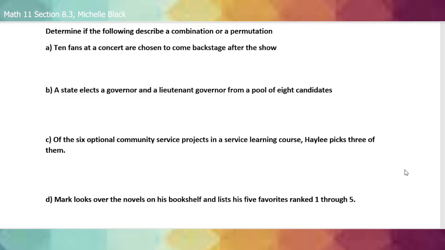Part A. 10 fans at a concert are chosen to come backstage after the show. Take a second and think about it and write down if you think this is a combination or a permutation. Again, we have 10 fans at a concert are chosen to come backstage after the show. If they pick 10 people to go backstage, if person 8 and person 9 switch seats, is it still the same 10 people that are going backstage? Yeah, so the order doesn't really matter here, so this would be a combination.